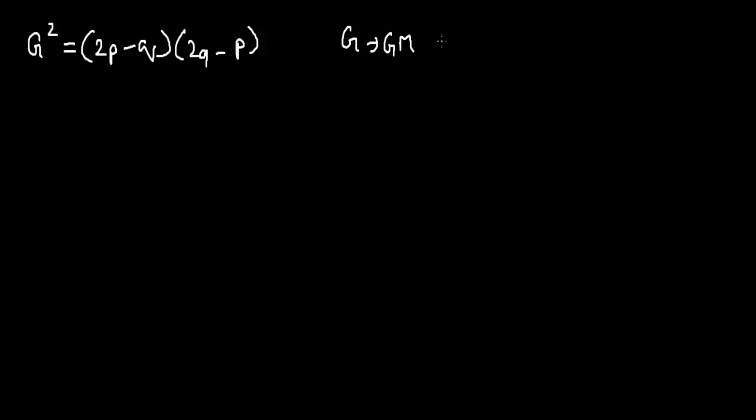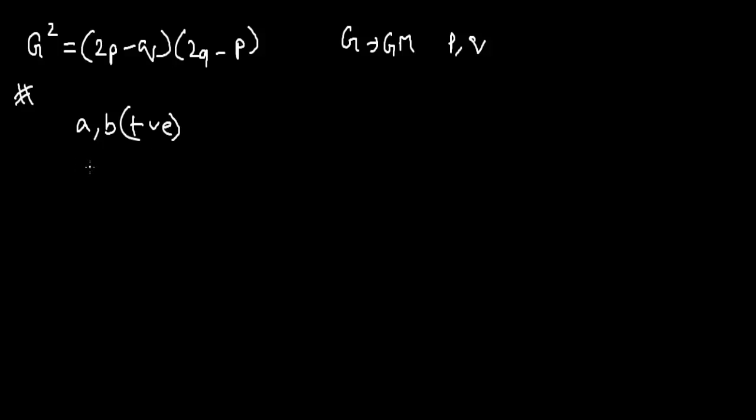So let us see our next problem. Suppose the geometric mean is G, and two arithmetic means P and Q are inserted between two numbers. We need to show that G squared equals (2P minus Q) times (2Q minus P). Let us see how we can solve this. Let the two positive numbers be a comma b. This we have considered as positive numbers.